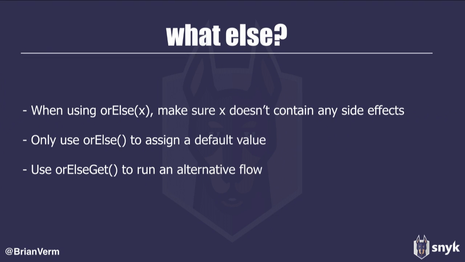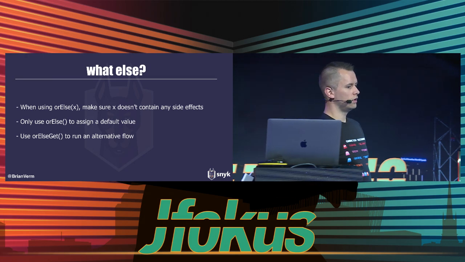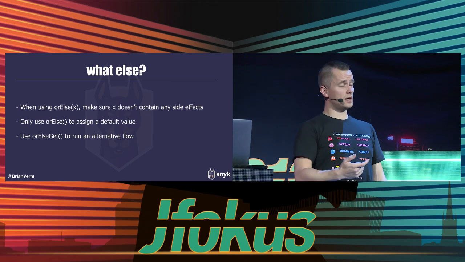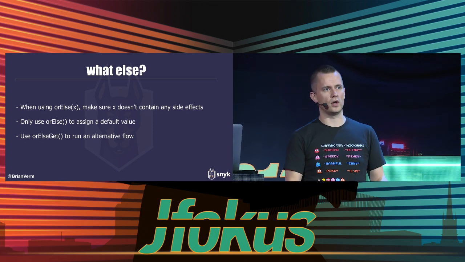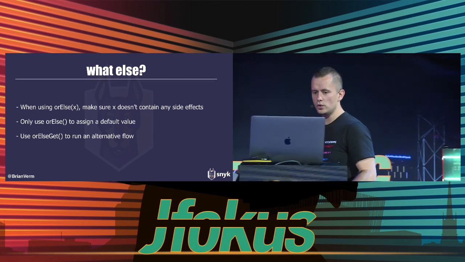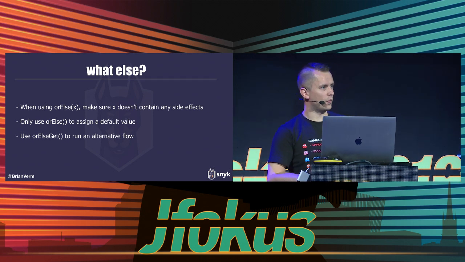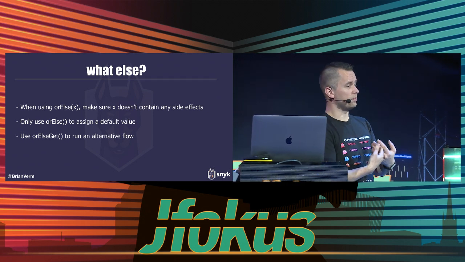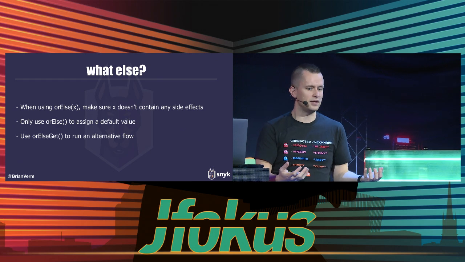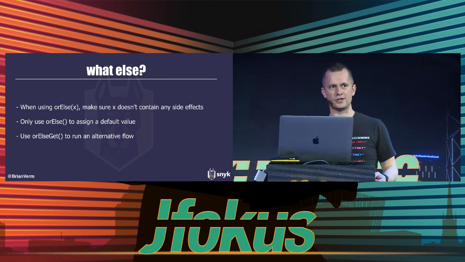But when you use the orElse, you have to make sure that what's inside the orElse does not contain any side effects. Actually, orElse is only meant to be used to give back a default value and nothing more. So if I want to give a default string in this case, it's perfectly fine to use orElse. But if I want to do an alternative flow and I want to have side effects on it, because we do live in a world that needs side effects, you use the orElseGet.